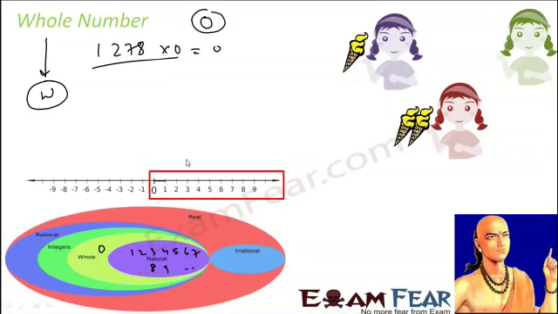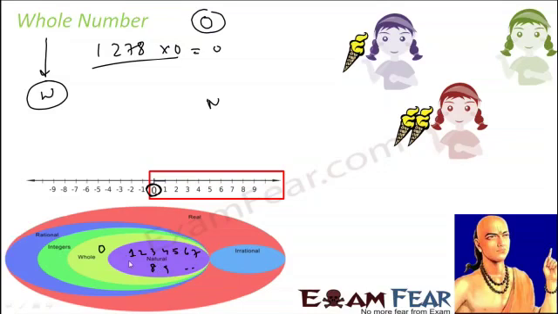It's a new concept. This is a new symbol given, 0. So we have this whole number concept, which is nothing but all the natural numbers and 0. Okay. So my question is, are all the whole numbers natural numbers? The answer is no. Because 0 is a whole number which is not a natural number. Okay. Second question is, are all the natural numbers whole numbers?